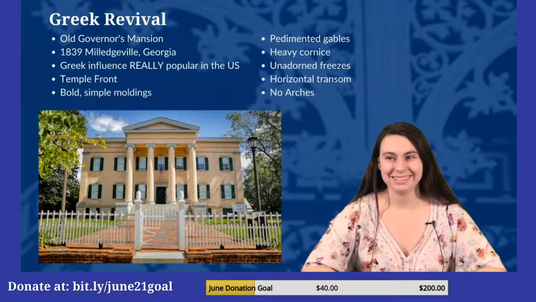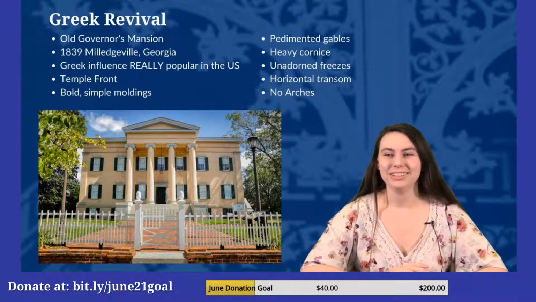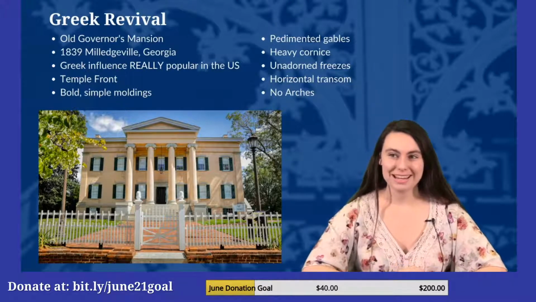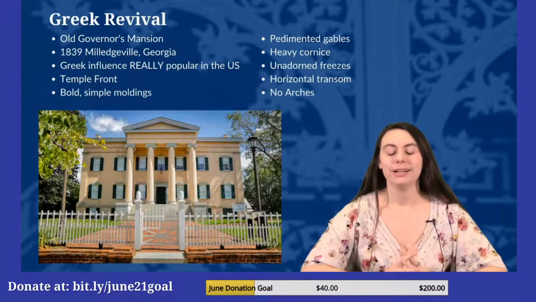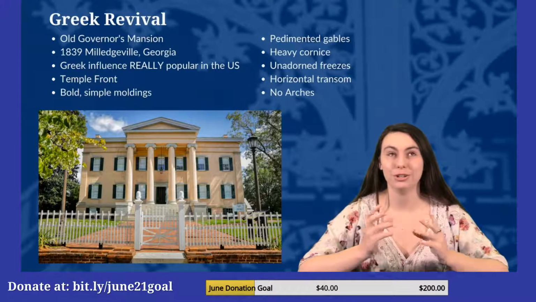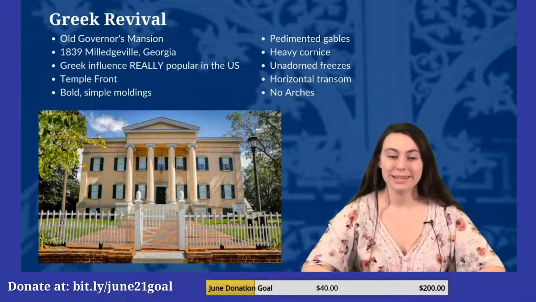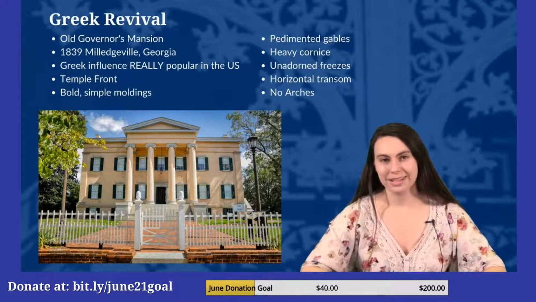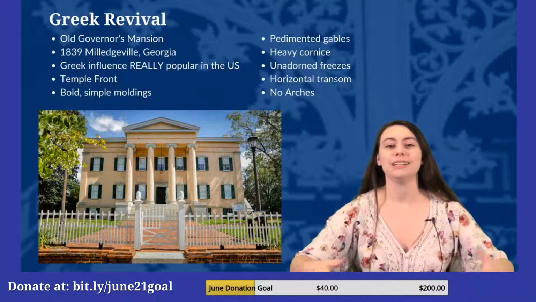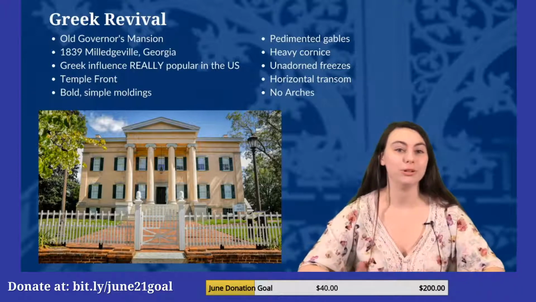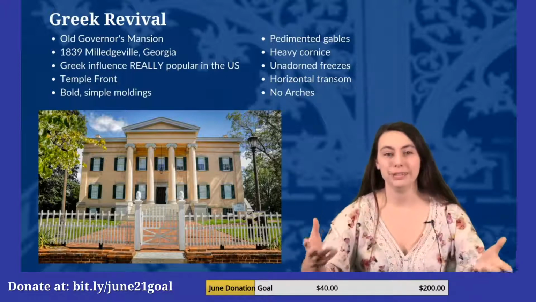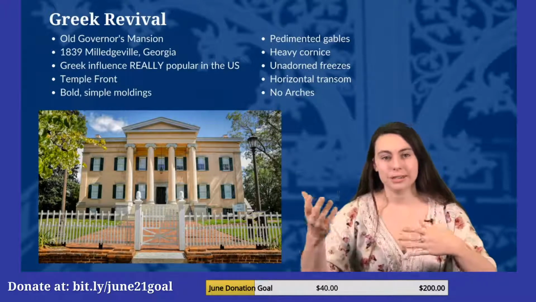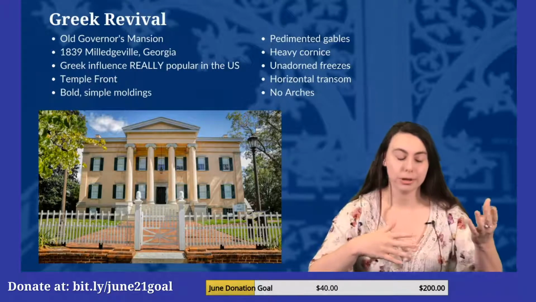So our next one is the Greek Revival. So this is the old governor's mansion. It was built in 1839 in Milledgeville, Georgia. Greek Revival style was insanely popular in the United States. Some people think it took such great hold because America thought of itself as the spiritual inheritor of Greek and Roman democracy, and therefore they wanted to emulate Greece in their architecture and democracy.